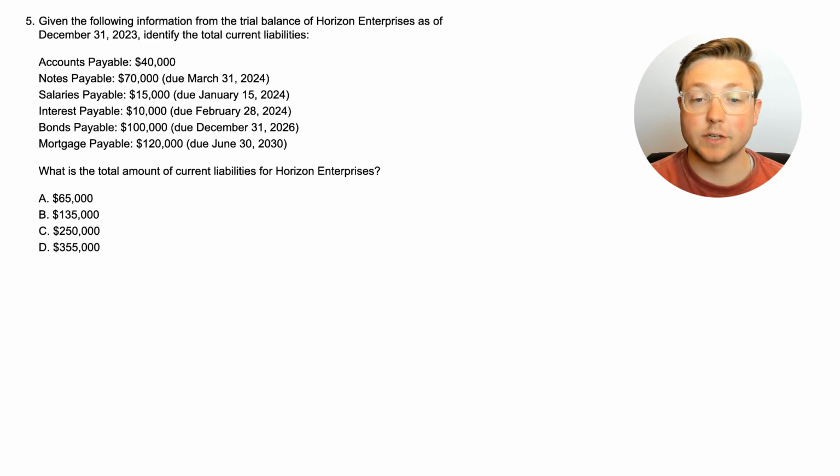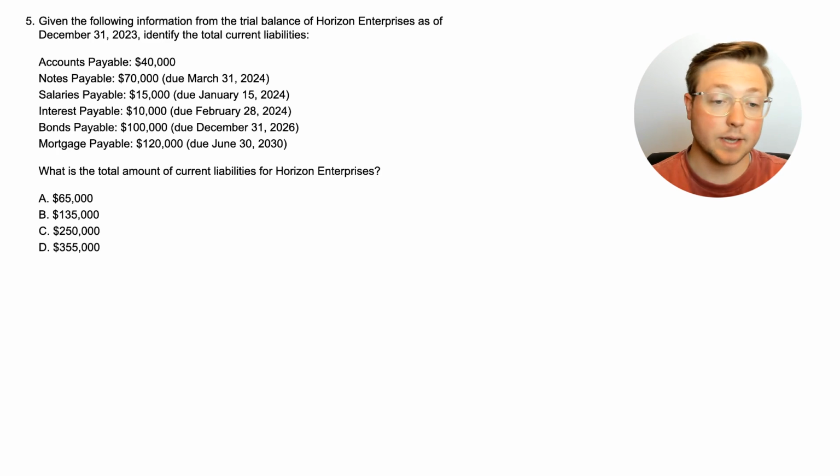Given the following information from the trial balance of Horizon Enterprises as of December 31st, 2023, identify the total current liabilities. Okay, so we've been over a whole bunch of different things. Now we have to figure out what the current liabilities is in this case. It's giving us all the liabilities, so which of these is a current liability? So pause the video, do the calculation if you need to, and when you're ready, come back, we'll look at it together.